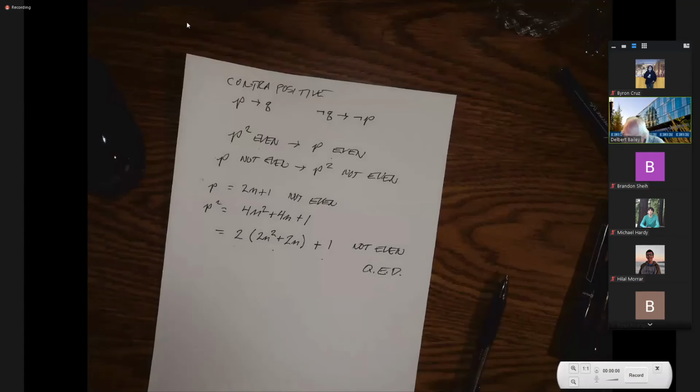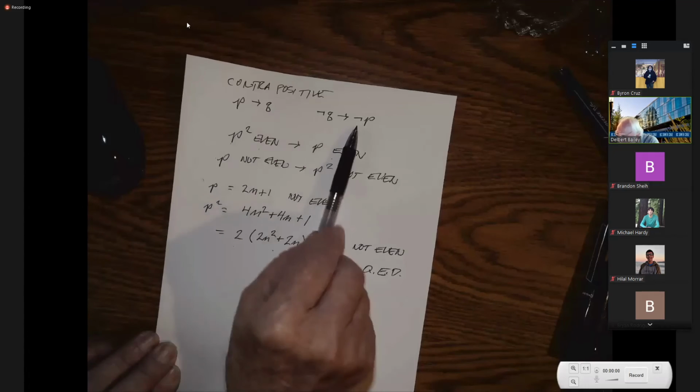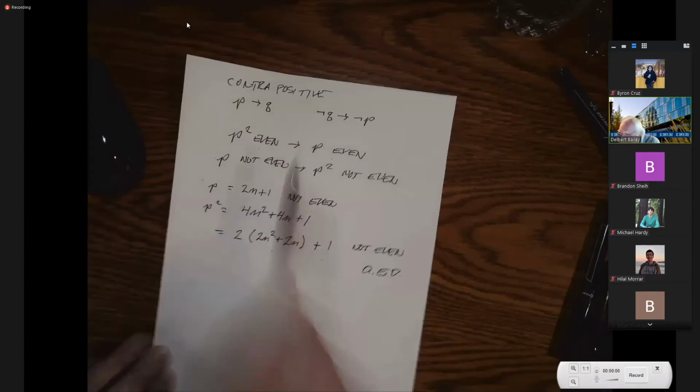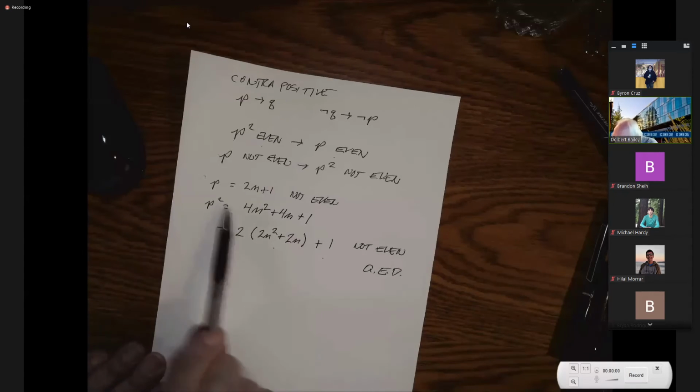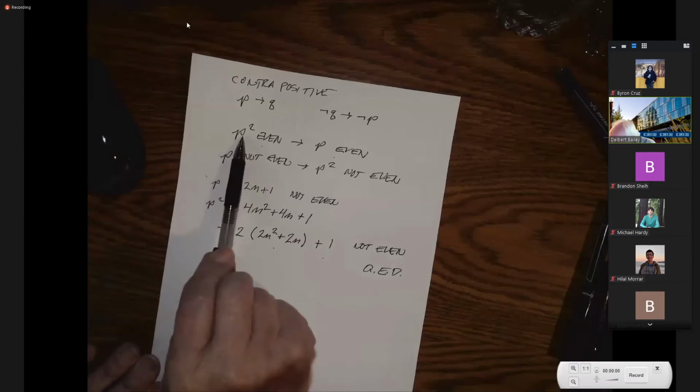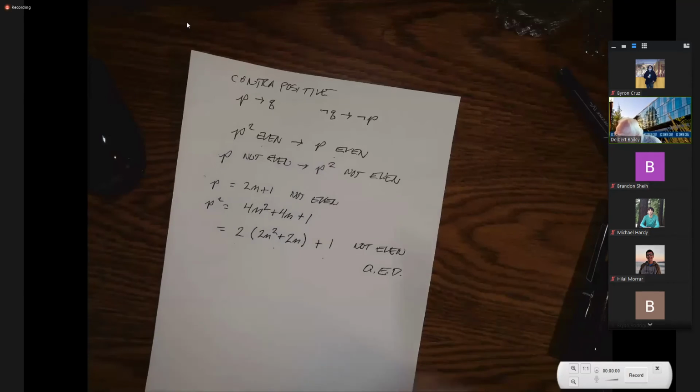Okay, and I think it'd be worth the exercise for you to use truth tables and convince yourself that these two things are equivalent. Next time, we're going to make use of knowing this, that p squared being even implies that p is even, in a fairly classical proof that the square root of 2 is not a rational number. Okay, any questions? Okay, and see you on Wednesday.